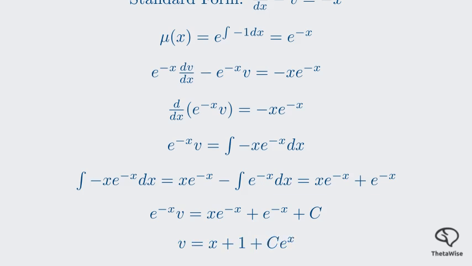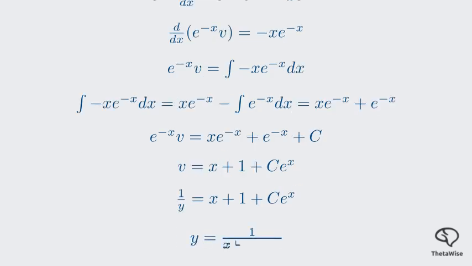We're not done yet. We need to substitute back to find y. Remember, v equals 1 over y. So 1 over y equals x plus 1 plus c times e to the x. Solving for y, we get y equals 1 over the quantity x plus 1 plus c times e to the x. This was a multi-step process, but by breaking it down, we can see how the Bernoulli substitution transforms a nonlinear problem into a solvable linear one.